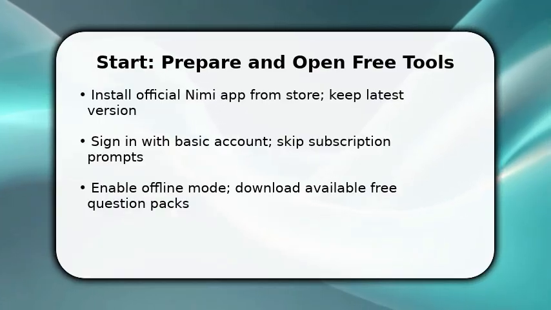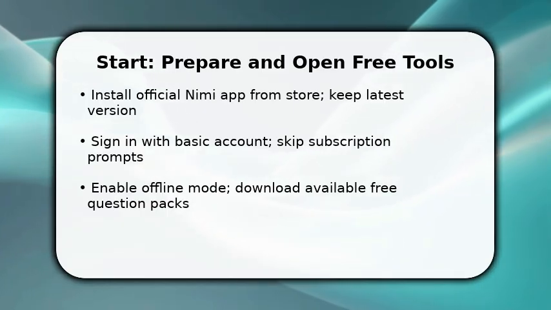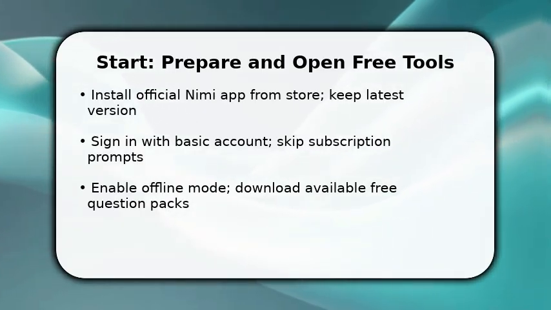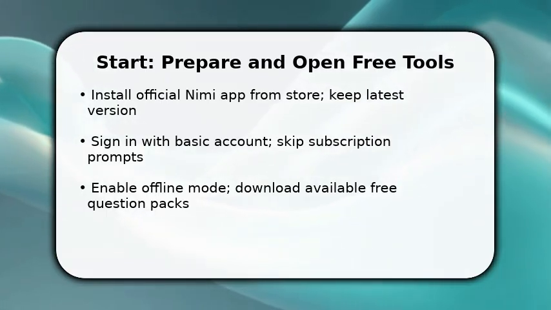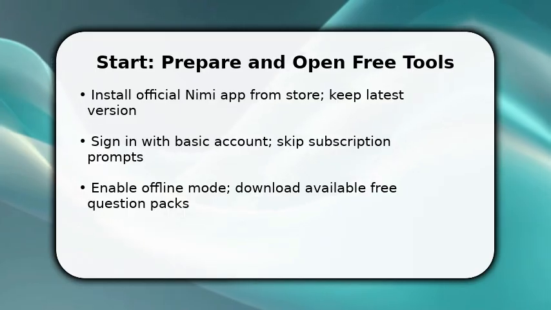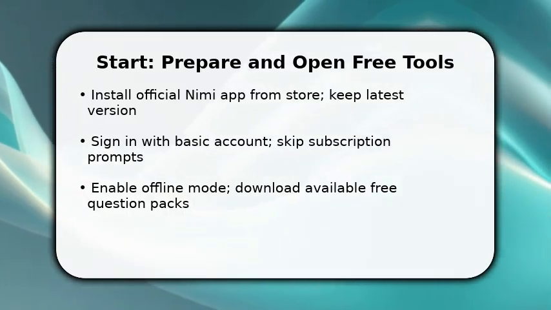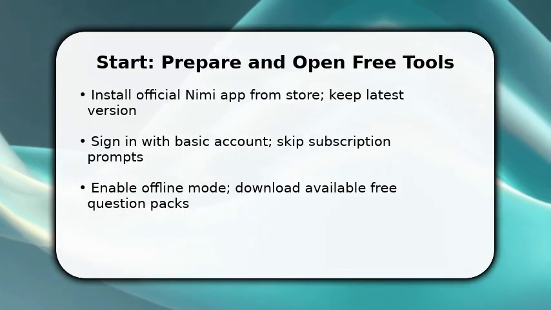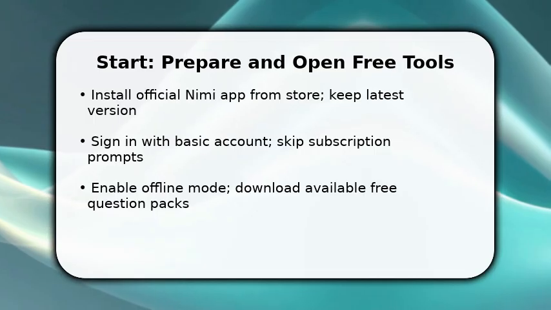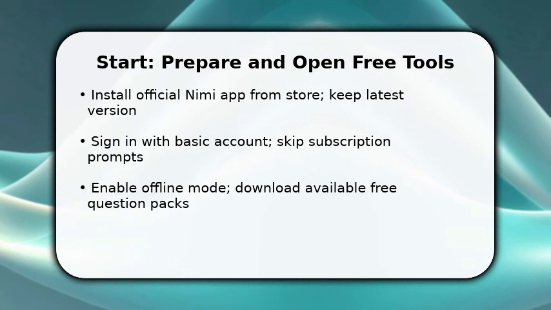You begin by getting the essentials right. Install the official Nimi app and sign in with a basic account so you can access non-paywalled features. Once done, go straight to the library and download any free or trial question packs the app offers. Make sure to enable offline mode in settings so cached content stays available. You're doing this to lock in usable material now, not to chase paywalls. That keeps the process fast and reliable while you gather practice items.